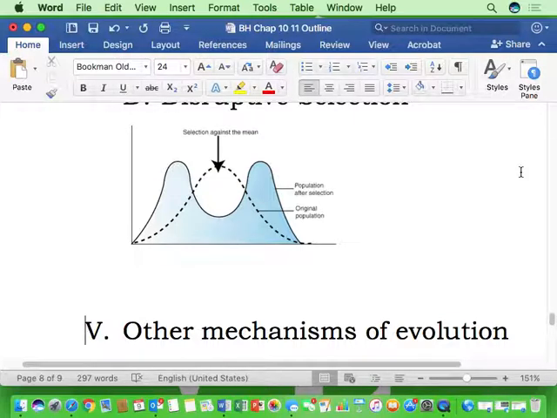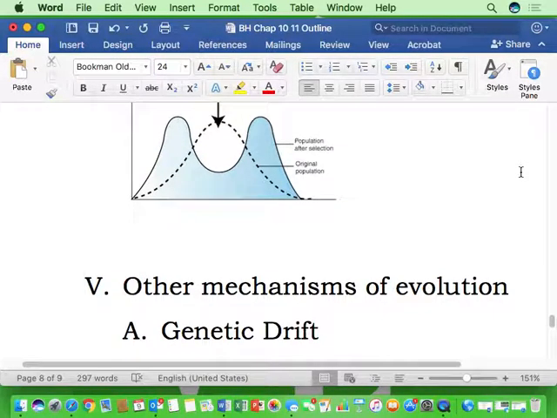So some other mechanisms of evolution, and once again, we're still talking microevolution. We're talking about evolution in populations. Genetic drift. Genetic drift is changes in allele frequencies in a population due to chance.